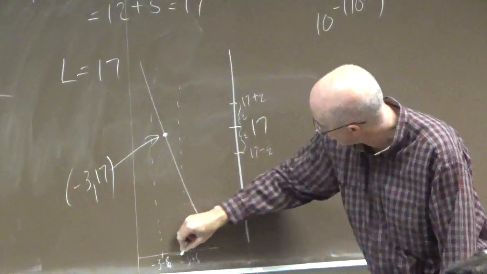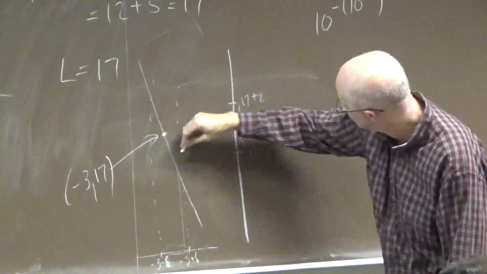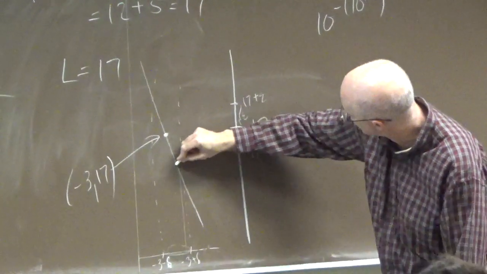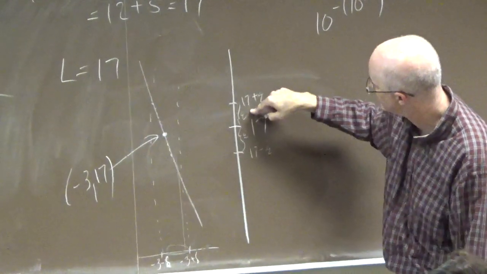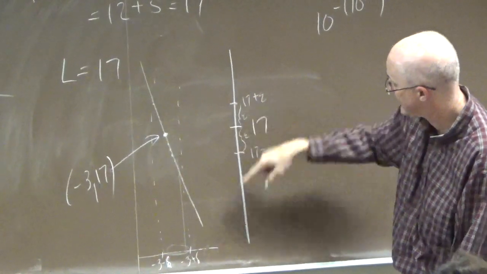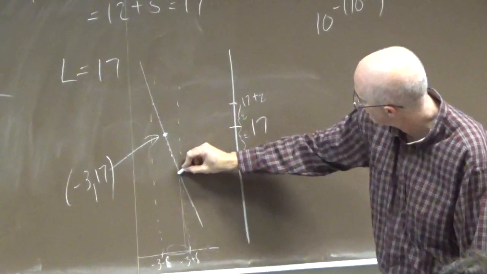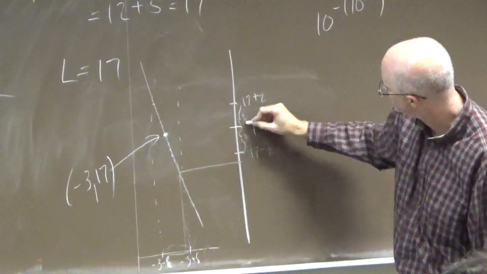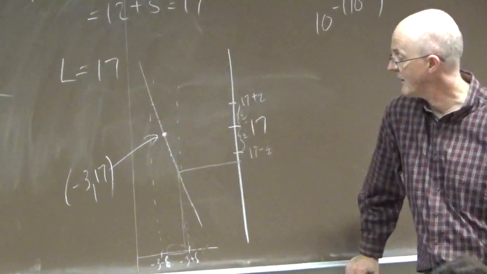If my inputs are in there, then the outputs, are they all within this distance of 17? If you look at the y coordinates of these points, are they all within epsilon of 17? With this picture that I drew, it looks like I didn't pick delta small enough, because there are some points where the output is further away from 17 than epsilon. So in that picture, I didn't quite make it smaller.